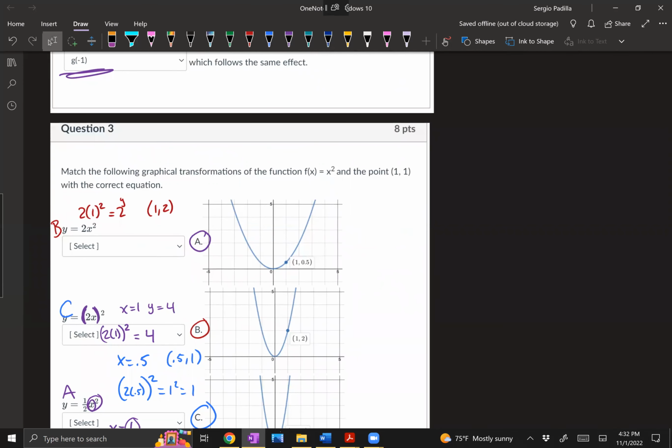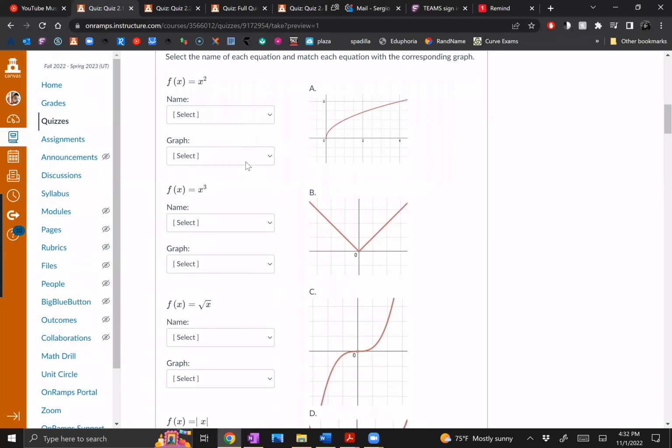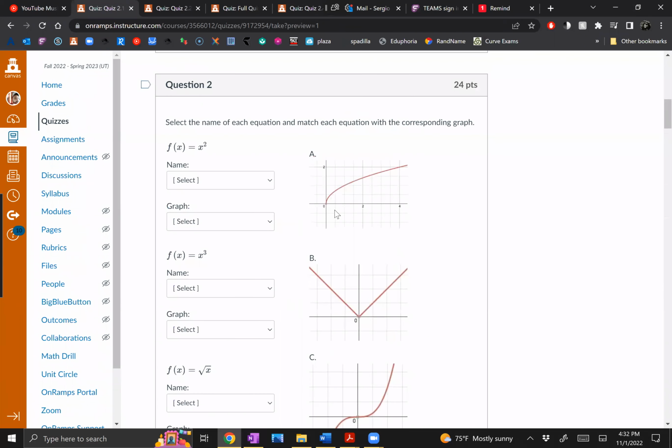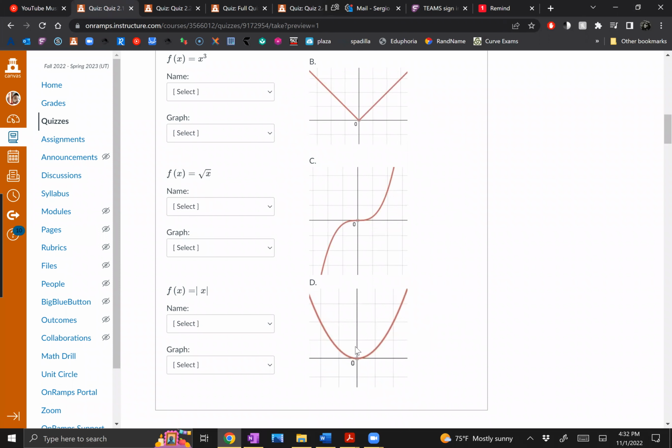I skipped number 2 because what was number 2 on this quiz? Number 2 is just, oh yeah, matching the parent functions. So you guys need to know your parent functions pretty well. You need to know that this is a square root. This is the absolute value function. This is a cubic function. This is a parabola, right? It's a quadratic function, x squared. They're on the door when you walk in. When you come in for your test, take a look at those. Make sure that you can recognize the graphs of your general functions.